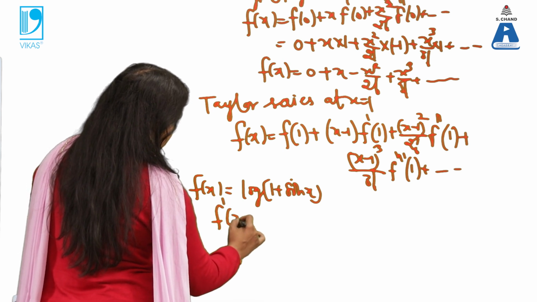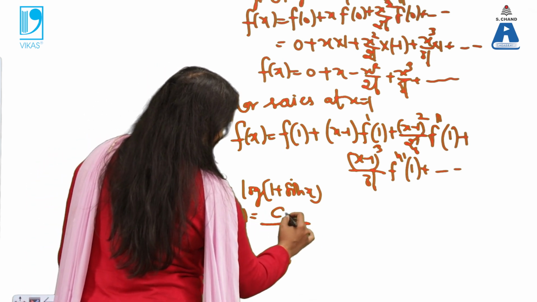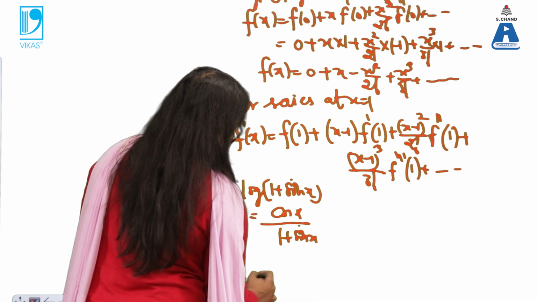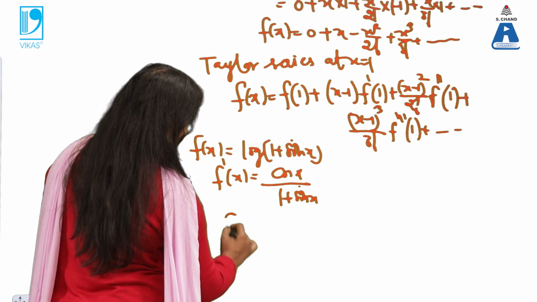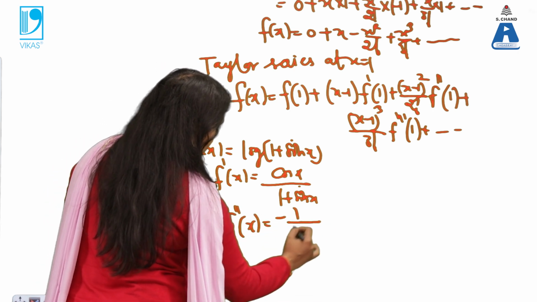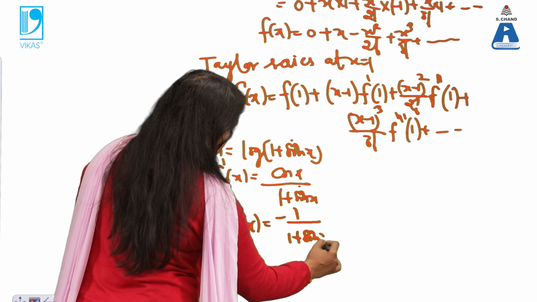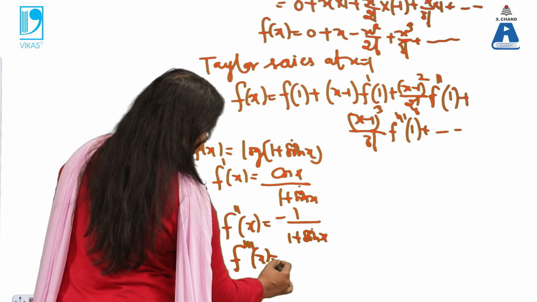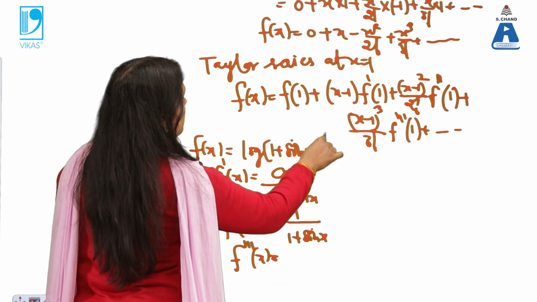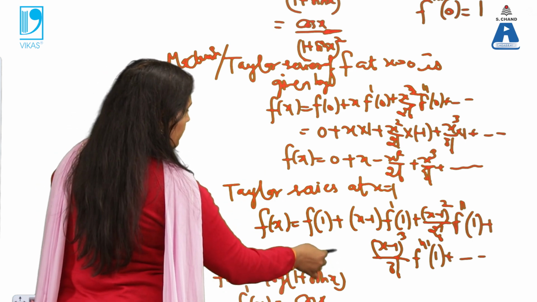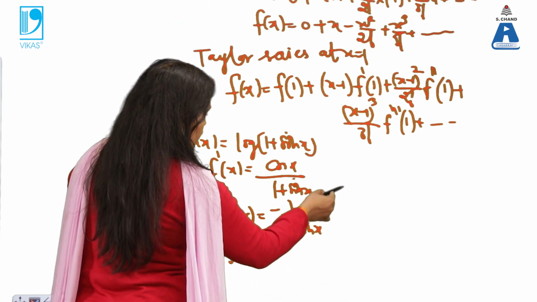f dash x was cos x upon 1 plus sin x. What was f double dash and triple? The double was minus 1 upon this, and triple was again cos x upon (1 plus sin x) whole square.